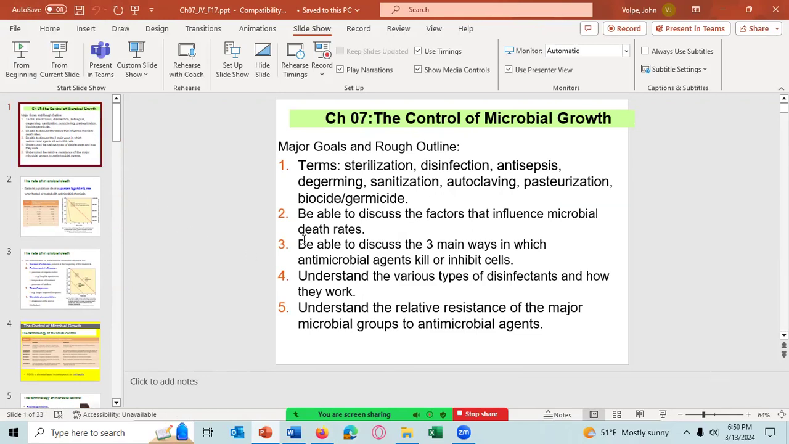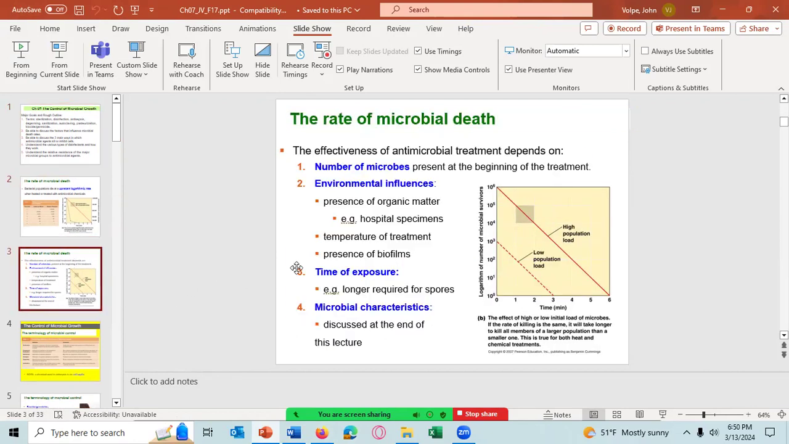The main thing is to know the terms, obviously. Be able to discuss the factors that influence microbial death rates. Here it is: the more microbes, that influences the microbial death rate, and you need longer time of exposure to the agent. So these two, time of exposure and number of microbes, go together. The more microbes you have, the longer the time of exposure you need to kill the microbes.